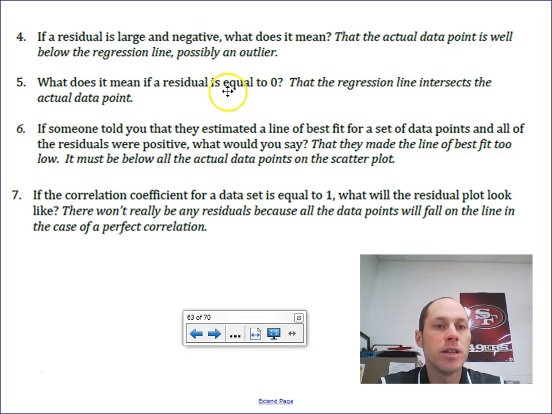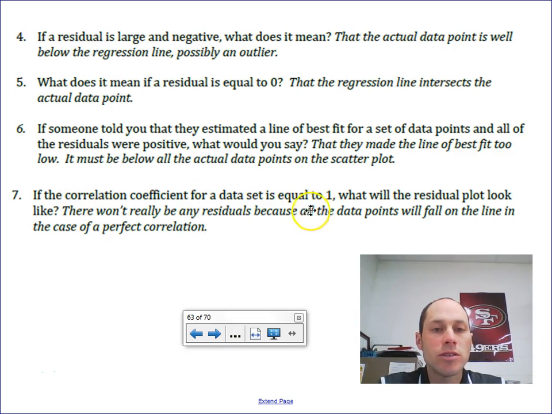What does it mean if the residual is equal to 0? Well, it means the point is right on the regression line. If someone told you that for the estimated line of best fit for a set of data points all the residuals are positive, what would you say? Well, you'd probably think that that line of best fit was wrong, because the line of best fit should have about half the points above and half below. So that line of best fit was too low.